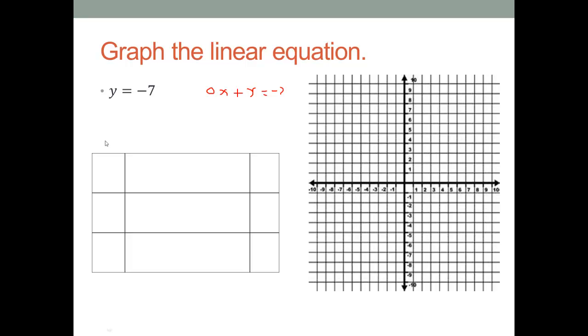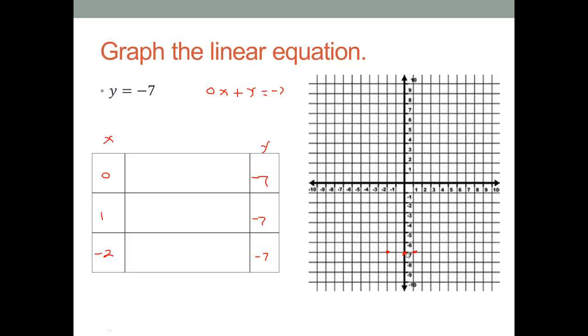Again, no matter what we plug in for x, you can see it's going to end up going to 0 there, and y is going to be equal to negative 7. So we could have 0, negative 7. We could have 1. That will give us negative 7. We could have negative 2. If we plugged it in there, we would still get negative 7 for y. In this case, y is always equal to negative 7. If I plot those 3 points, 0, negative 7, 1, negative 7, negative 2, negative 7.